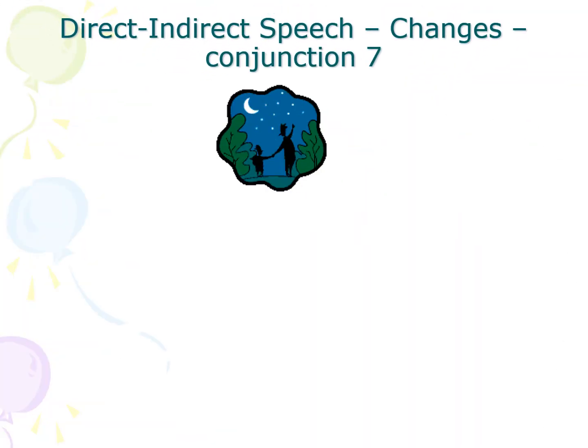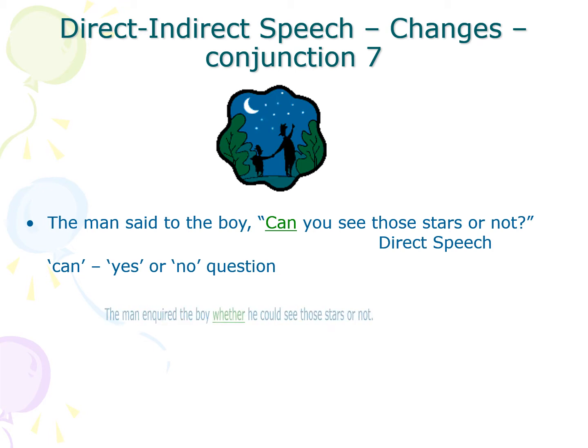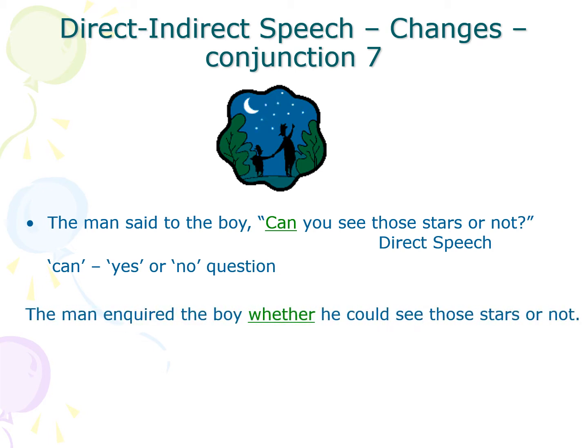Let's see another example. The man said to the boy, "Can you see those stars or not?" Can, yes or no question. When we convert it into indirect speech, it becomes the man inquired the boy whether he could see those stars or not. Indirect speech. Whether or not.